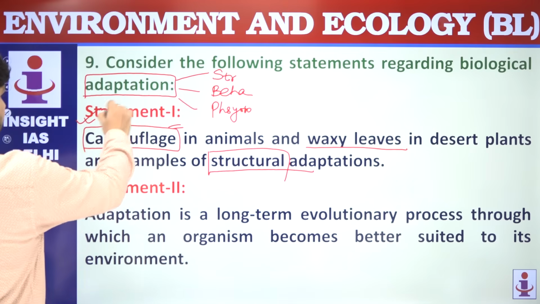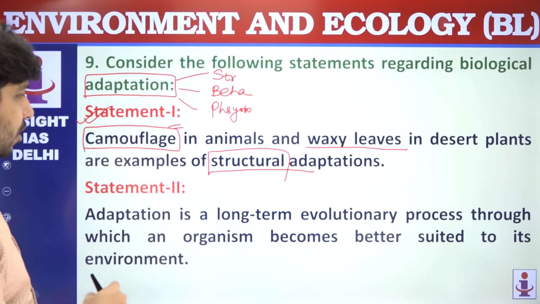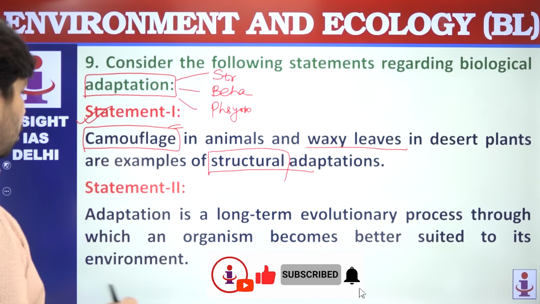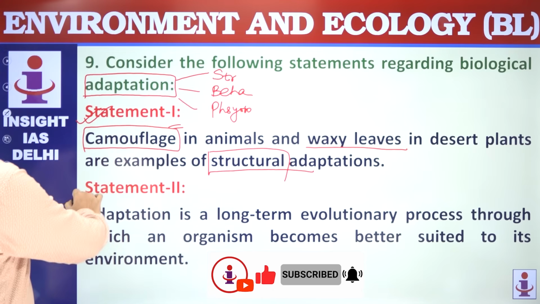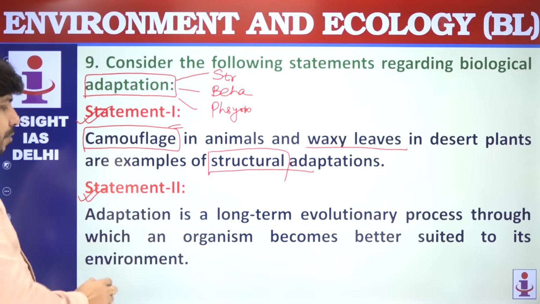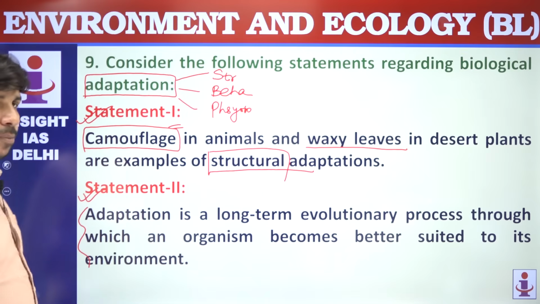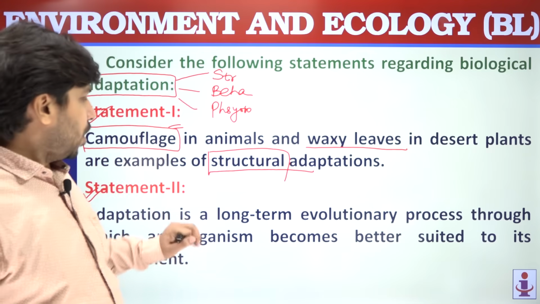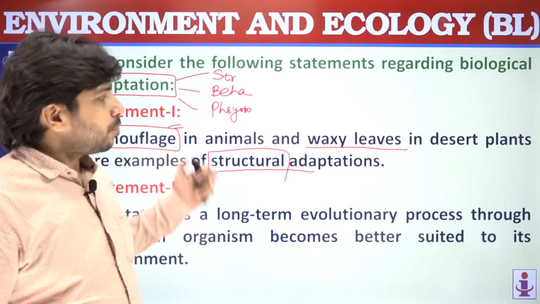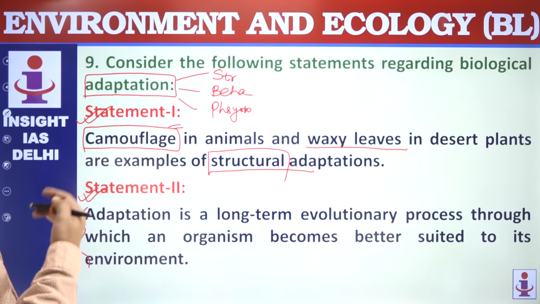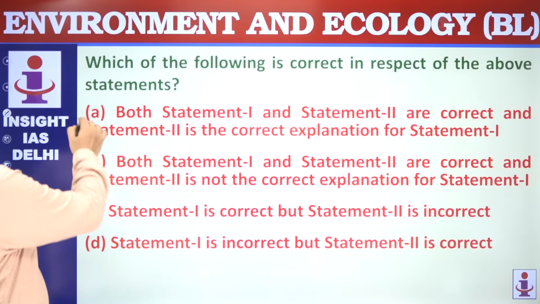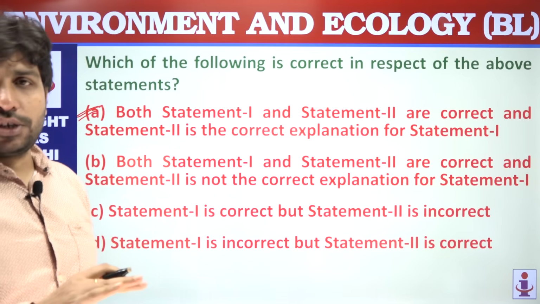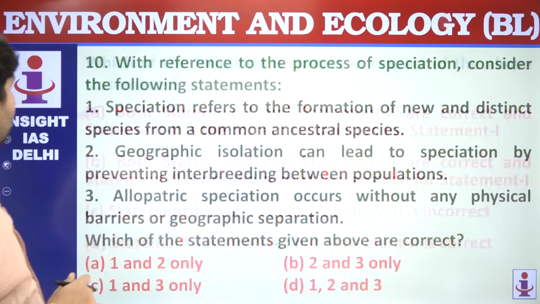Statement 1 is correct. Adaptation is a long-term evolutionary process through which an organism becomes better suited to its environment. Second statement is also correct. Second statement is actually the definition of adaptation. This is an example. This is being inferred. And second statement is actually explaining the first statement. So the answer will be option A. Both statements are correct and statement 2 is the correct explanation of statement 1.